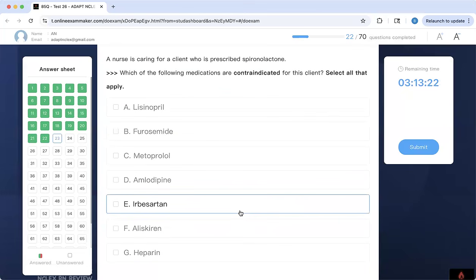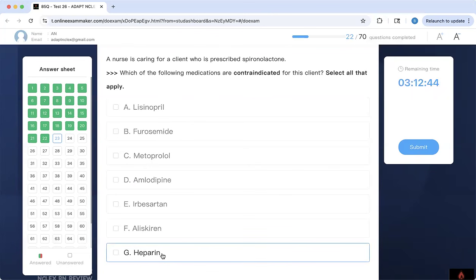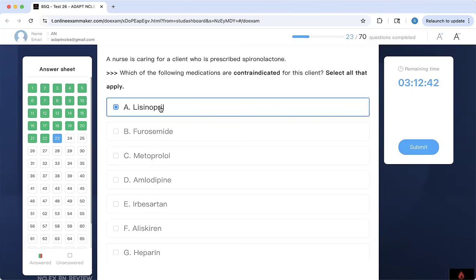A nurse is caring for a client who is prescribed spironolactone. Which of the following medication are contraindicated for this client? Select or apply. Lisinopril, furosemide, metoprolol, amlodipine, irbesartan, aliskiren, and heparin. Which one is contraindicated in this patient? This is pharmacology. You pick your answer? I know you know. Spironolactone will do what? Hyperkalemia. If any of this is going to cause hyperkalemia, they should not take it. Lisinopril causes hyperkalemia. Furosemide causes hypokalemia.